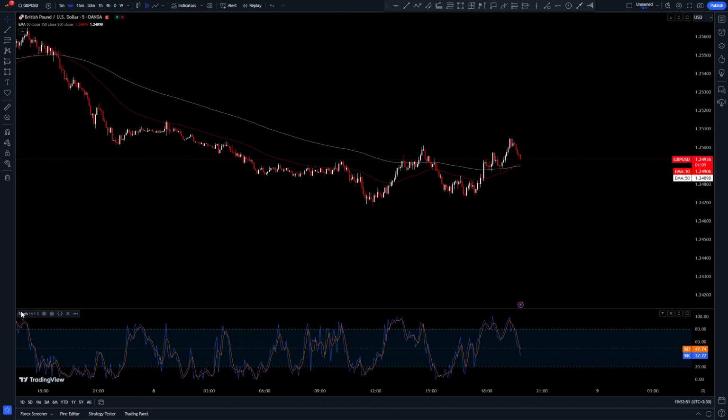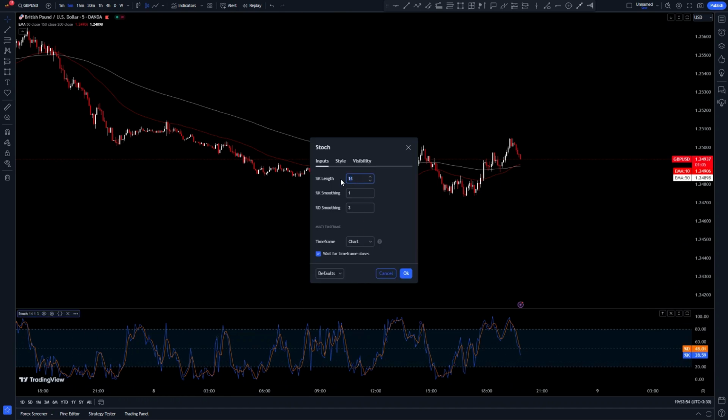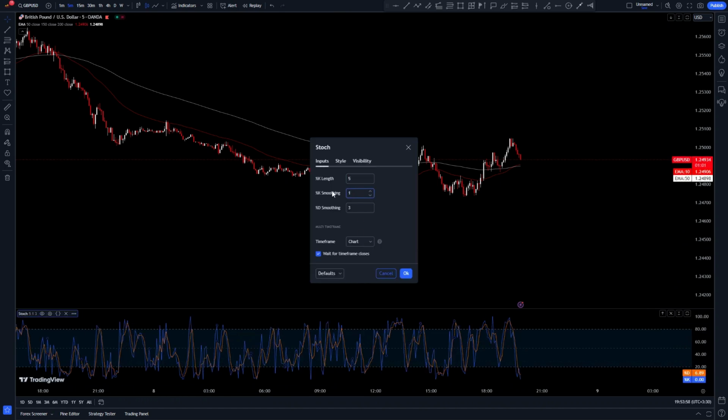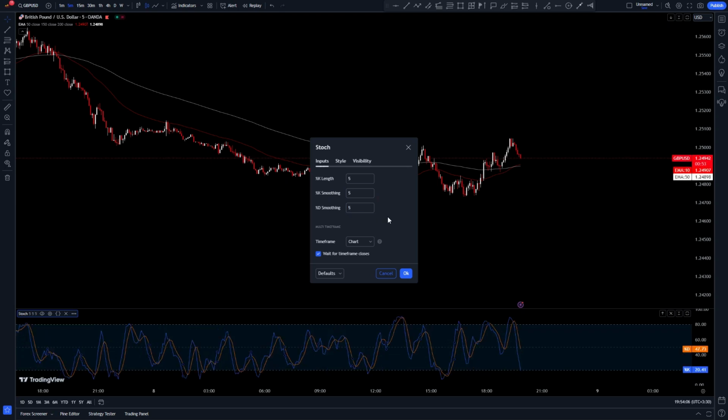Go to the indicator settings and from the Inputs tab, change the K length to 5. Then adjust the K smoothing to 5 and finally, set the D smoothing to 5.